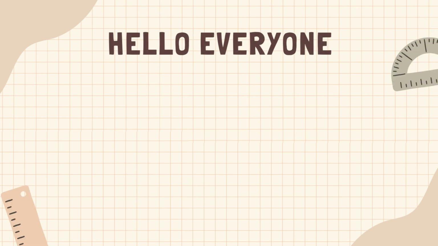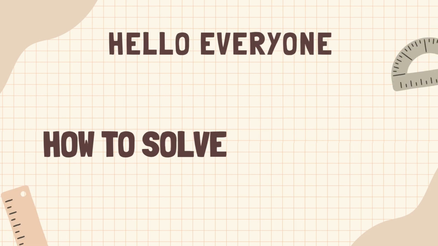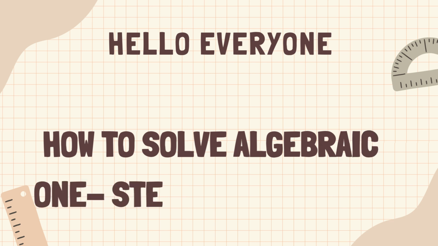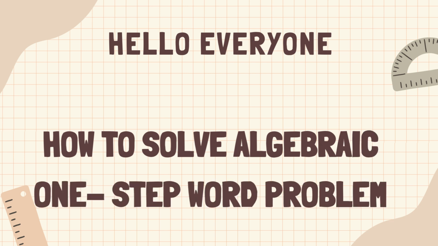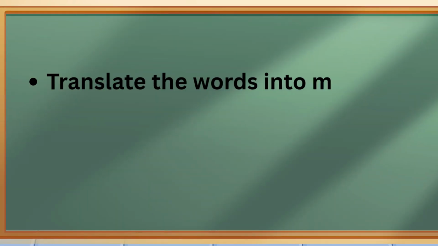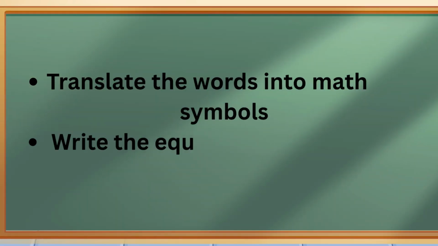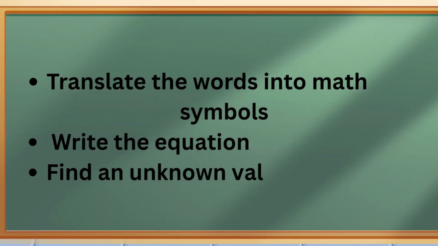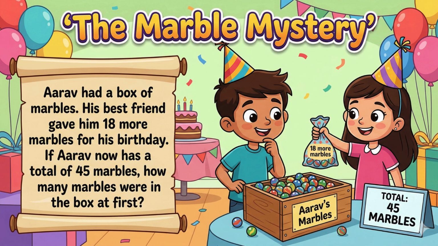Hello everyone. In this video, we will learn to solve algebraic one-step word problems. For solving a word problem, first we have to translate the words into math symbols, then write the equation and finally find the unknown value. Here is our first word problem, the marble mystery.